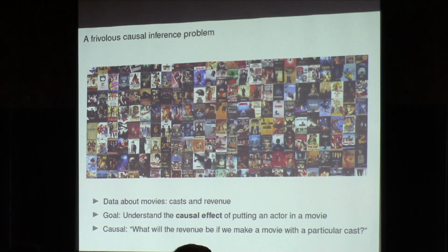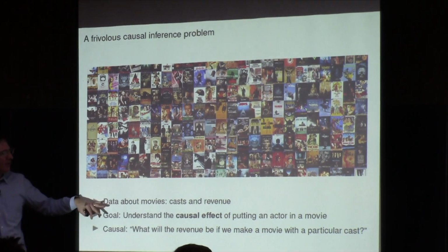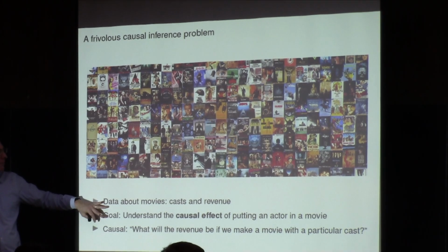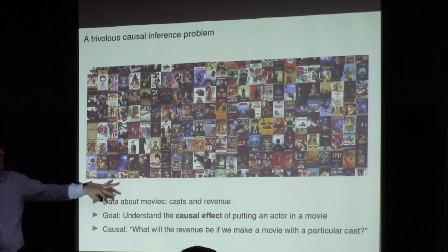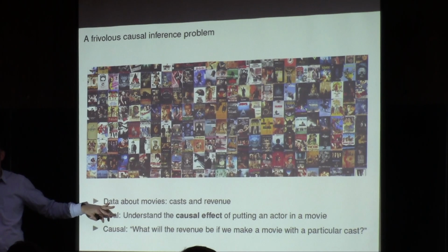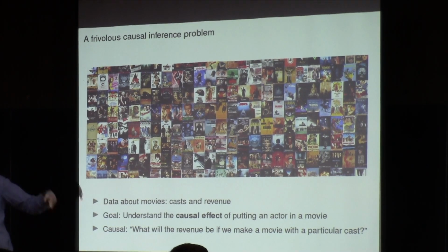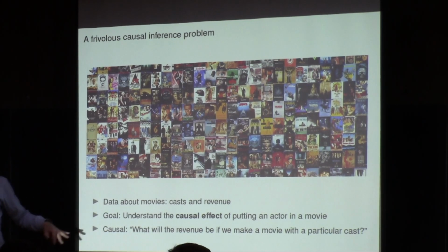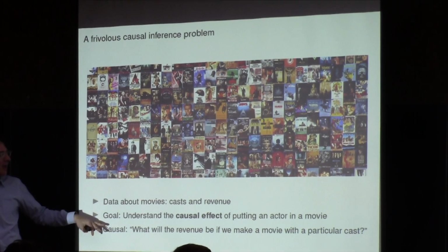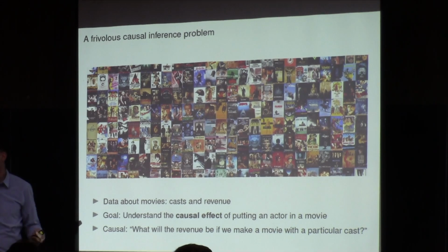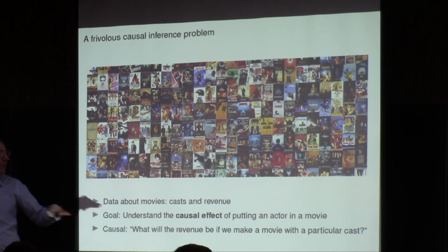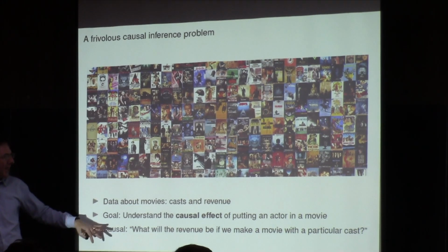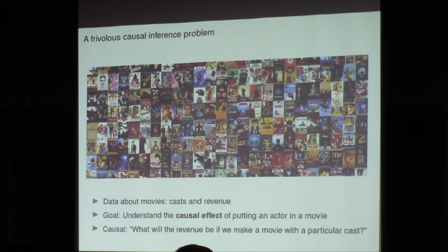And to explain it, we're going to talk about a kind of silly causal inference problem. Let's suppose you're a big-time movie producer, and you get a bunch of data about the cast of movies and how much money the movie makes. So you get a big data set, who's in the movie and how much the movie makes. And your goal as a big-time movie producer is to understand the causal effect of putting an actor in a movie. If I put Chris in a movie, how much is that going to increase the revenue of the movie? It's causal because it's a question about an intervention.